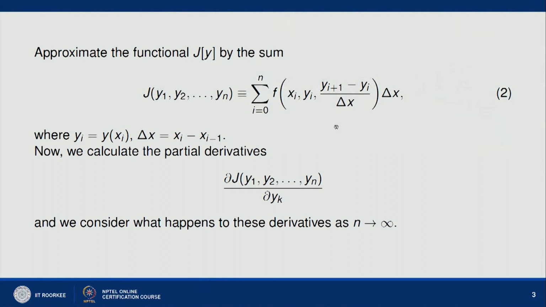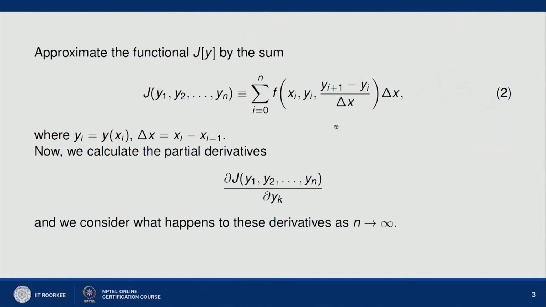So what we have done is that we have approximated the functional J[y] by this sum, which depends on the variables y1 to yn, and it is given as the summation i equal to 0 to n of f of xi, yi, (y_{i+1} minus yi) divided by delta x. So here y dash is approximated by y_{i+1} minus yi upon delta x. Here we are using the notation that yi is equal to y of xi and delta x represents the length of the interval, that is x_i minus x_{i-1}.